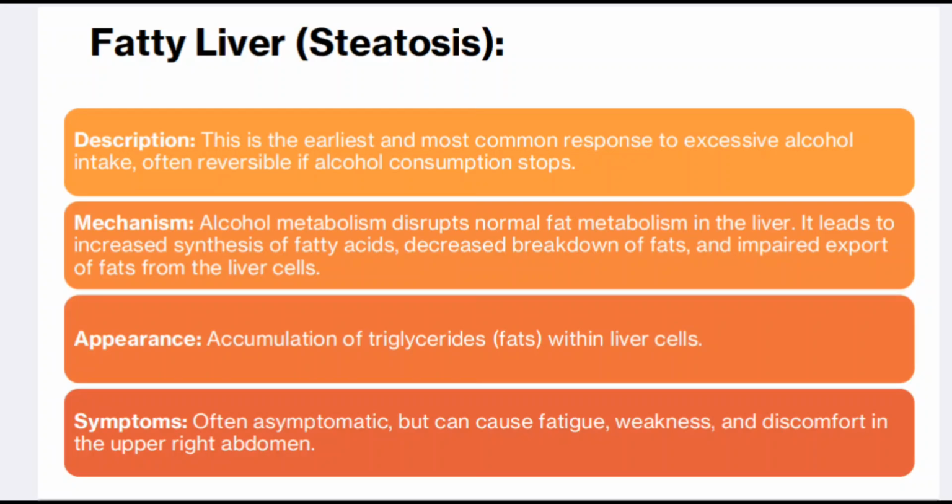Symptoms: often asymptomatic, but it can cause fatigue, weakness and discomfort in the upper right abdomen. If too much fat builds up in the liver, it can lead to inflammation, which can cause complications. Certain changes in your diet and exercise routine can help to reverse this condition.